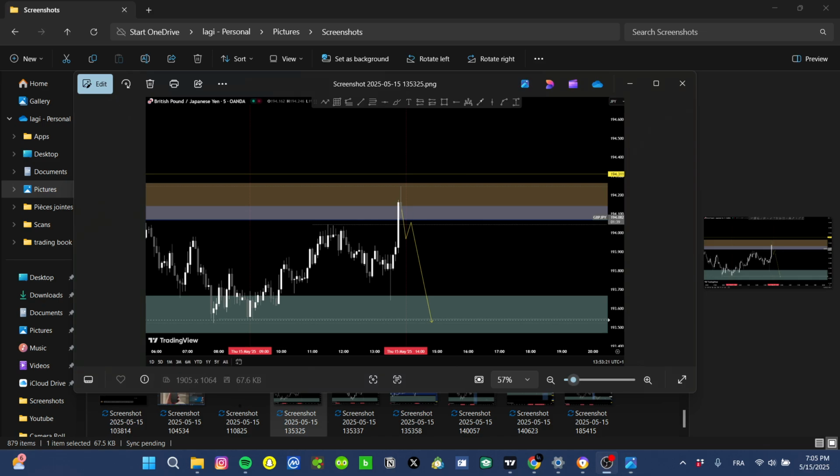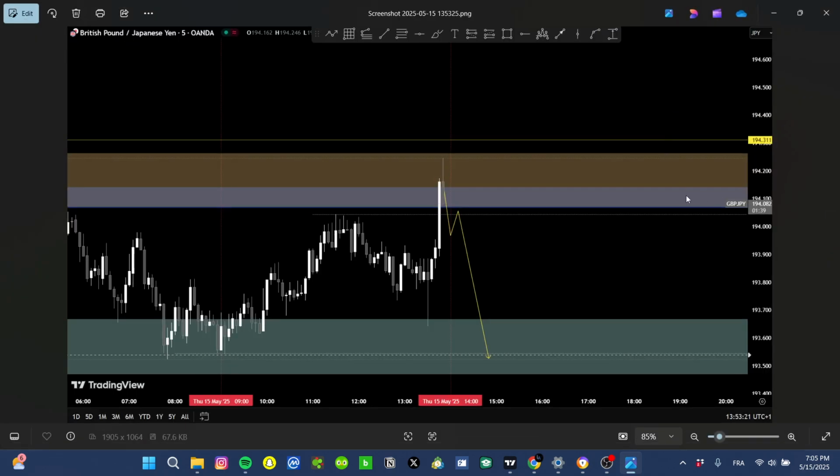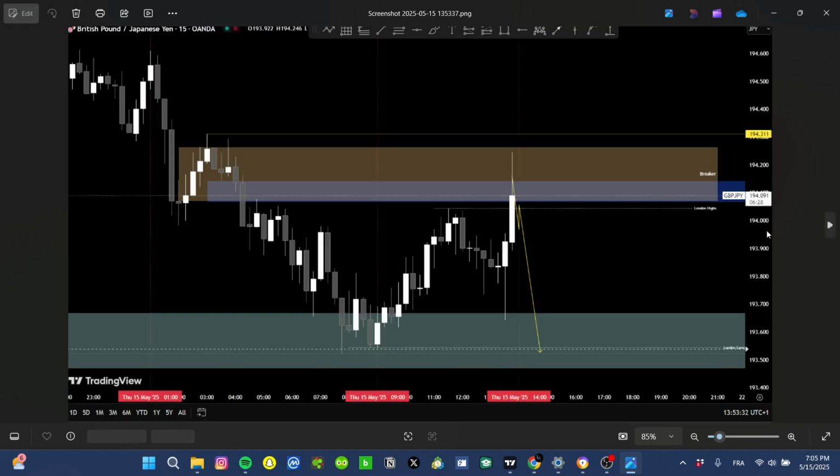This is the screenshot for GBP JPY also. So we did take out the London session highs. Then what I wanted to see is a reaction from this hourly fair value gap, which is this blue box, and this hourly breaker block. And then I wanted to see breaker structure on the 15-minute, continuation confluences on the 5-minute or so, and then a 1-minute entry. And I waited, we saw the reaction off of those levels, and then I kept waiting.